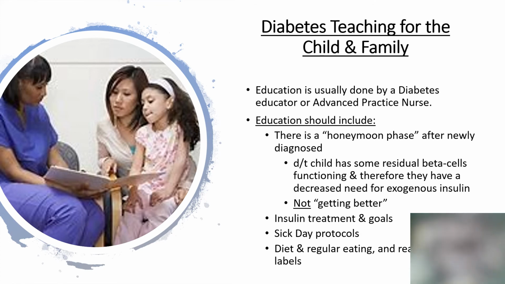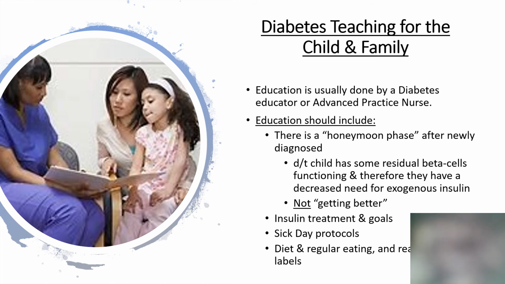When we're working and teaching children and families about diabetes, it's really important that we get the experts and people that are very knowledgeable about diabetes. So diabetes educators, advanced practice nurses are often involved in this. Education needs to include a couple things. First and foremost, children when diagnosed will go through a honeymoon phase, meaning that after they are newly diagnosed, they will go through a period where they may have some residual beta cells that will function, and therefore they'll have a decreased need for exogenous insulin. This is just a phase, why we call it the honeymoon phase. It doesn't mean the child is getting better, and parents need to be reminded of that and note that they may see it, but it doesn't mean the child is improving.